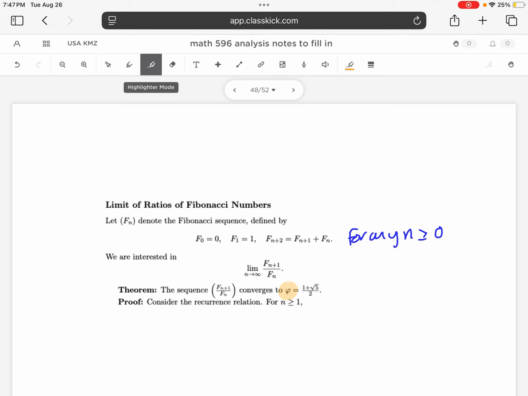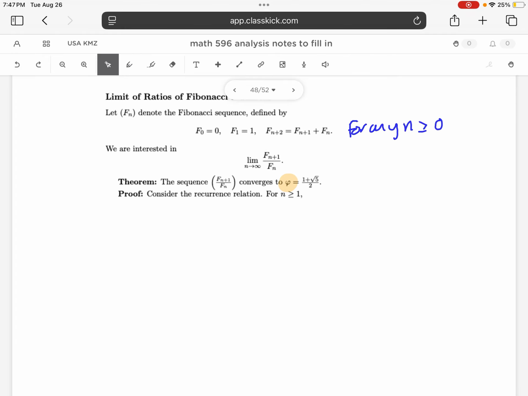And it's equal to 1 plus the square root of 5 over 2, which seems like it kind of comes out of nowhere, but you'll see that it actually makes sense where that constant comes from. You might recognize that constant, by the way, which is often called the golden ratio. So let's try to prove this.